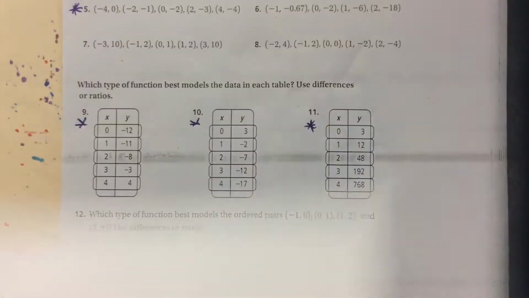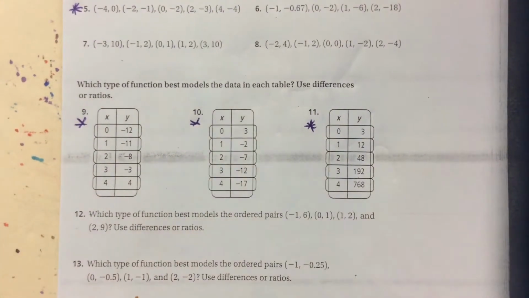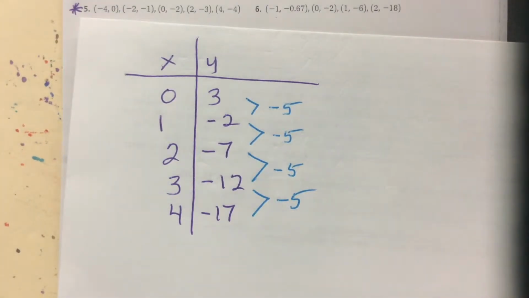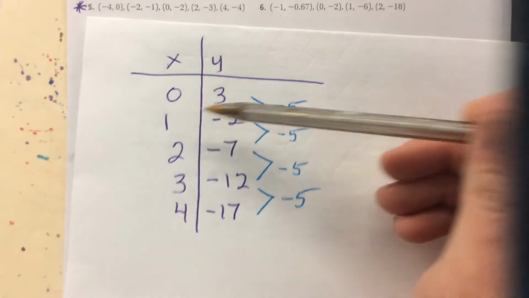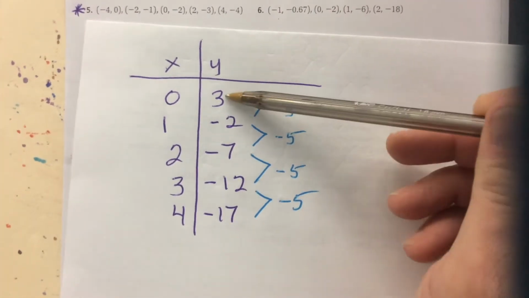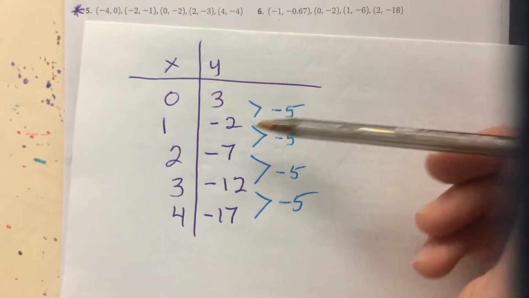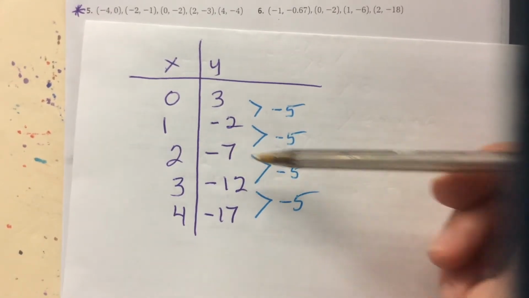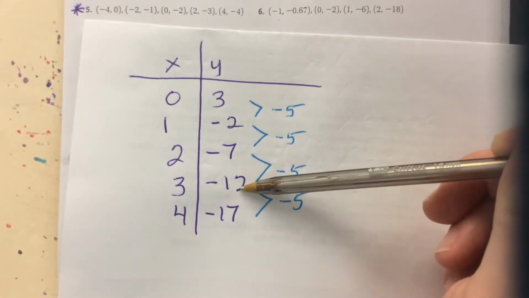The next one, number 10, right here, that's number 10. And it was pretty straightforward. If you go through it, you had common differences all the way through. From 0 to 1, you're subtracting 3 minus 5 is negative 2. Negative 2 minus 5 is negative 7. Negative 7 minus 5 is negative 12.